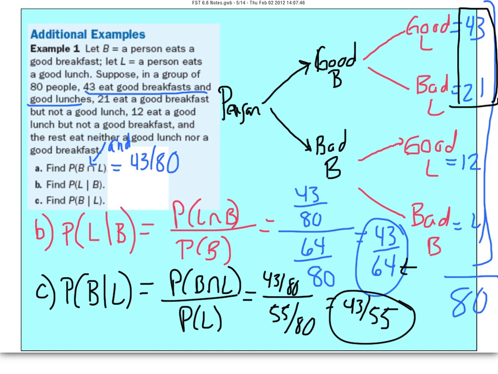Okay, again, let me show you if I didn't use the formula. Find the probability I had a good breakfast, given I had a good lunch. So I'm going to look at given I had a good lunch. If I had a good lunch, all I'm looking at is this and this. So that is the new total of my fraction. It's of the 55 people. Of these people, of 55 that had a good lunch, how many had a good breakfast? 43. And I could come up with a fraction that way.